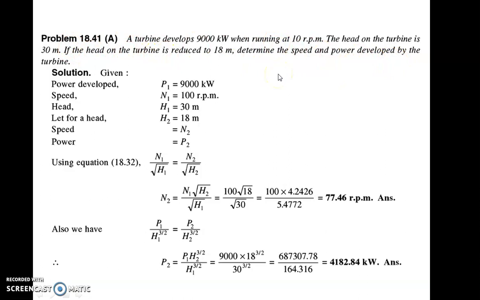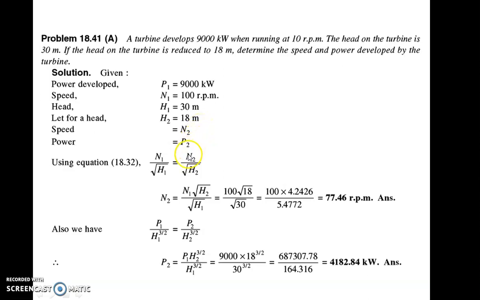See, the quantities like unit quantity and specific speed are very important for predicting the behavior of a turbine without actually calculating the values or without actually taking the readings. Even if you take the readings at one point, and you have changed only one parameter, the other parameters you can easily find from this dimensional analysis, which is nothing but unit quantity. So power P1 is equal to 9000 kilowatt, N1 is equal to 100 rpm, H1 is equal to 30 meter. You have been given H2 as 18 meter and you have been asked to calculate speed N2 and P2.